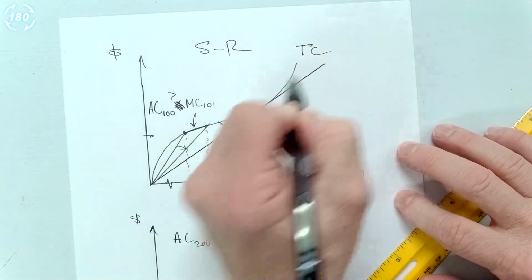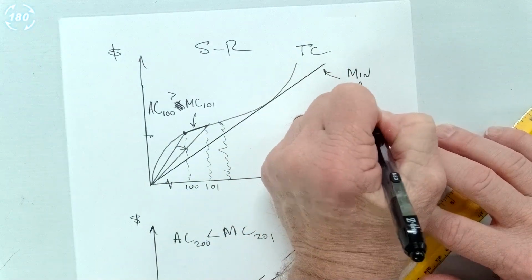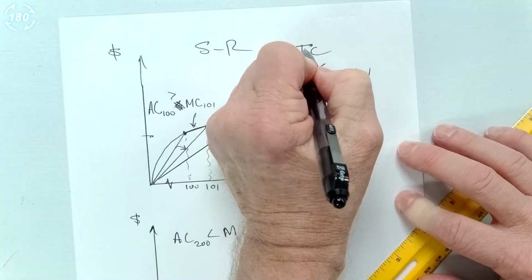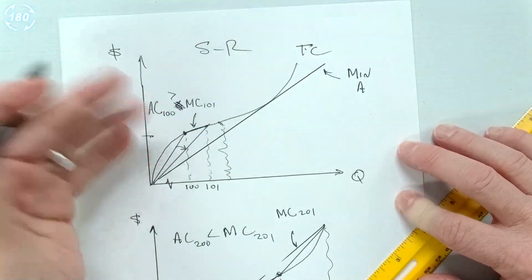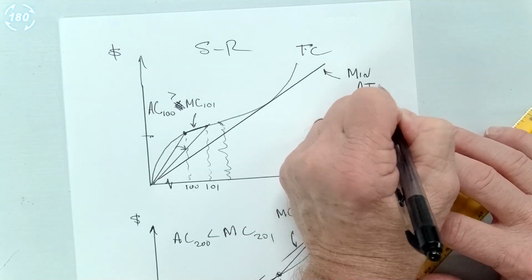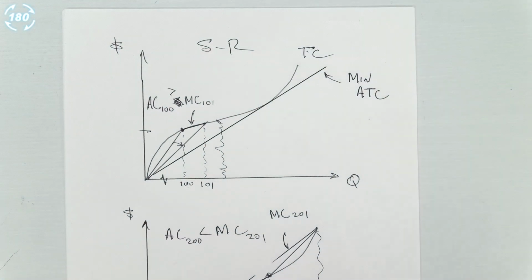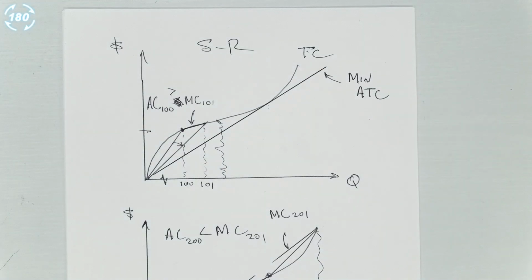Okay, this corresponds to minimum average total cost. It's really total variable cost, but it would be total cost if your fixed cost were zero. So I'm just going to go ahead and call it minimum average total cost. Whenever you have minimum average total cost, or average variable cost, then you're just brushing the total cost line like this, because it's going to swing back up.